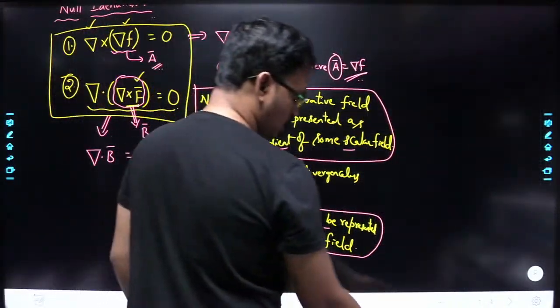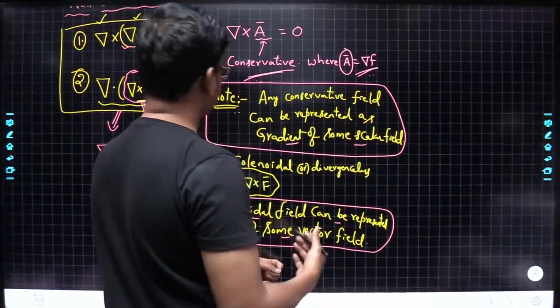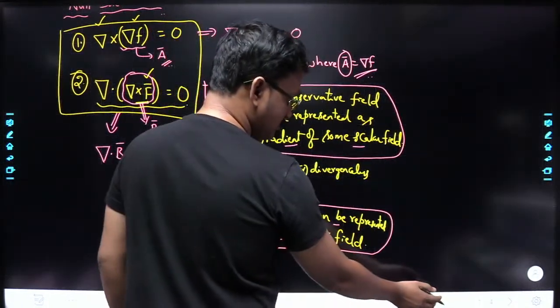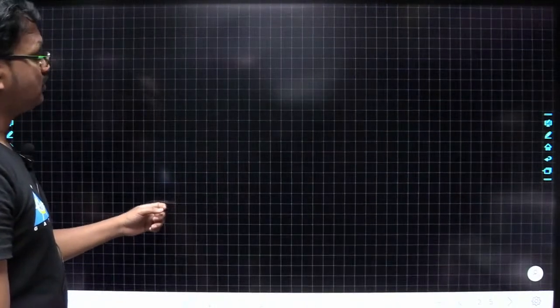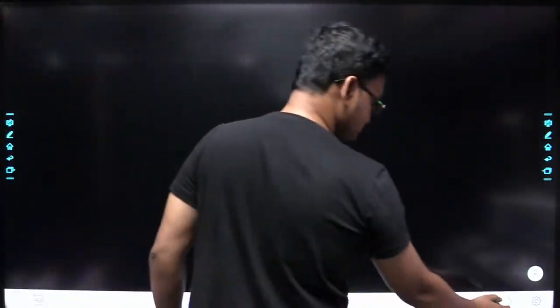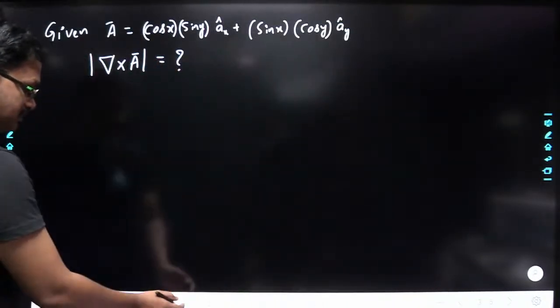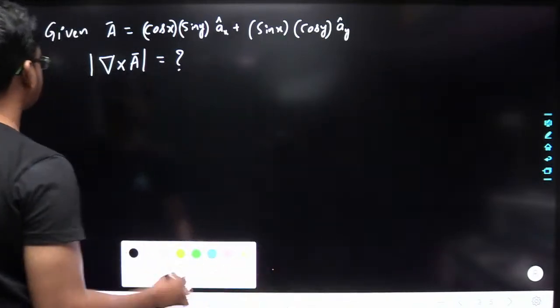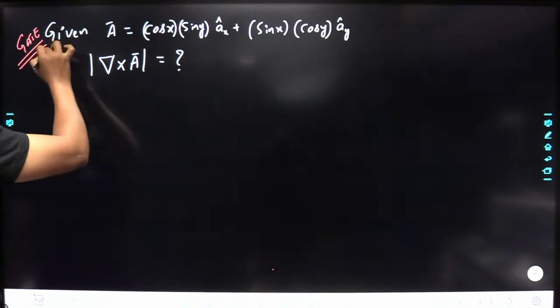Now we have seen Stokes theorem and also these null identities. Now we will solve some problems. These are the problems that were given in GATE. Very simple problem here.